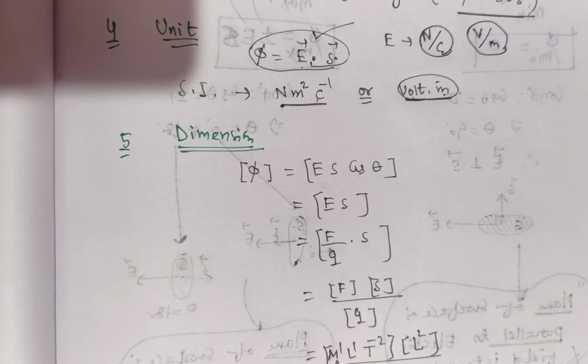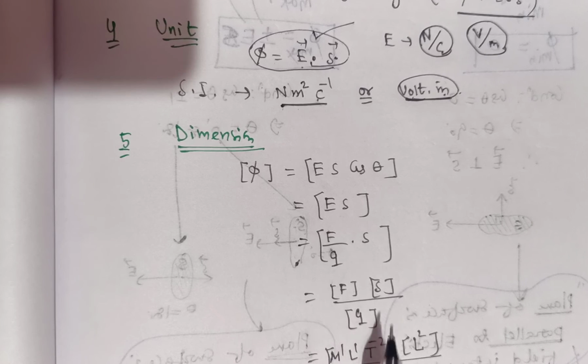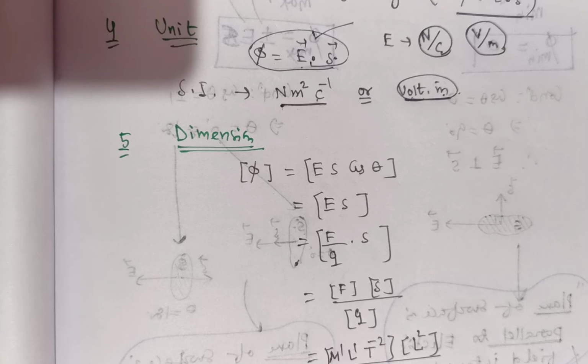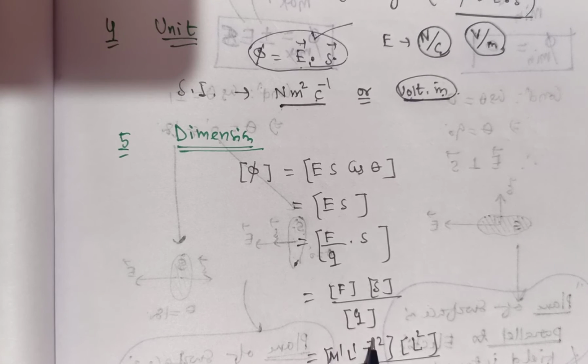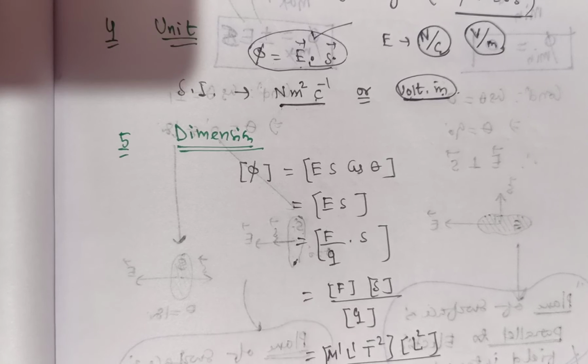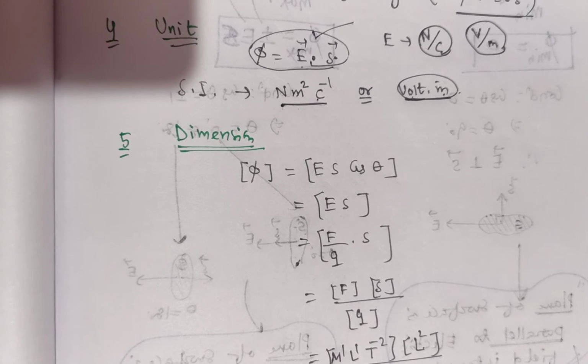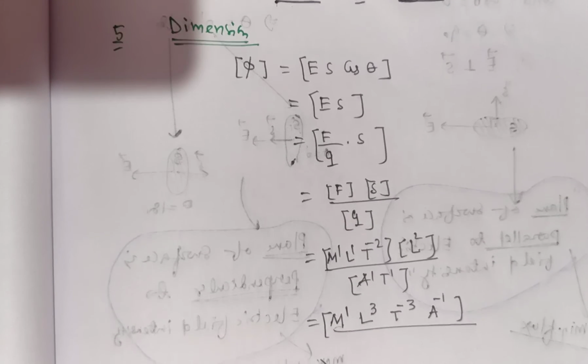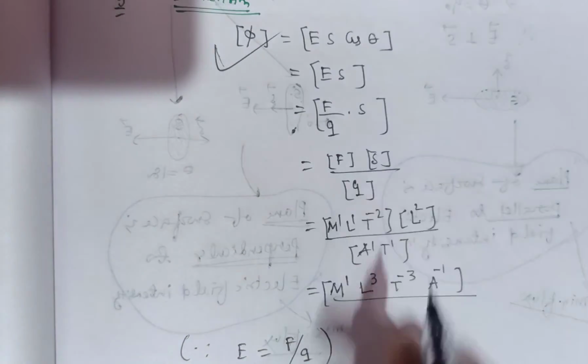You just remember that M1 L1 T minus 2. Surface area means L square. Q is A1 T1. So if you just recheck, M to the power 1, L to the power 2, L to the power 1, that is L to the power 3, T to the power minus 2, again T to the power minus 1, that is T to the power minus 3, and A to the power minus 1. So you do not need to remember this dimension. When you want to calculate the dimension of electric flux, you just go through this formula.